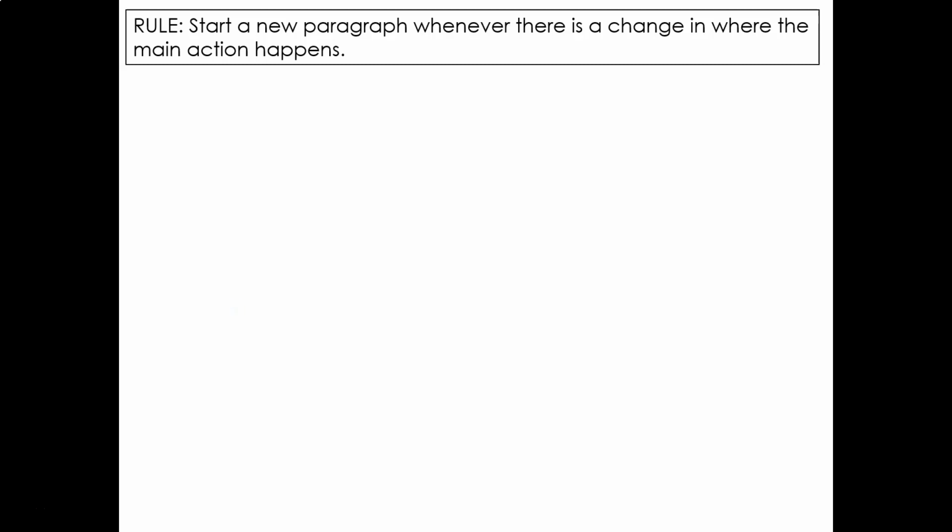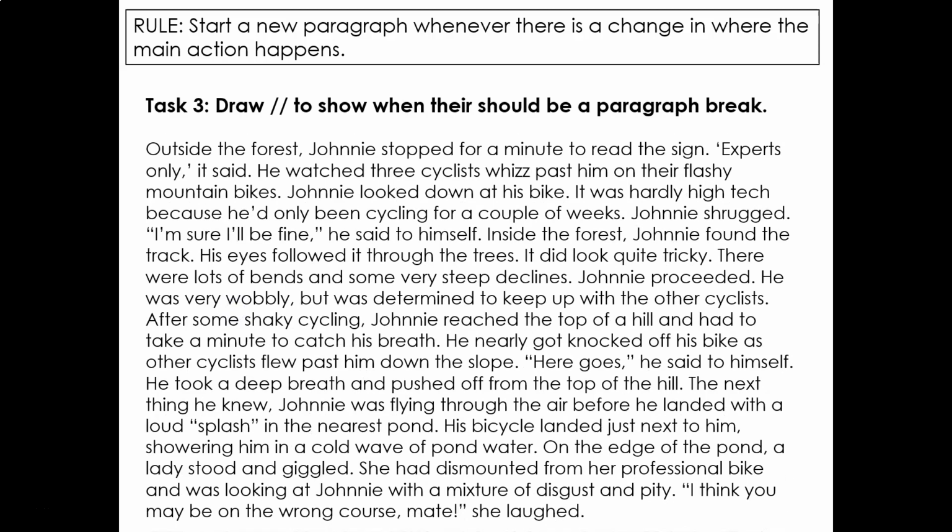So we have another story to read. This time, this is about Johnny, who has gone cycling in an area not particularly well suited to his bike. So when I'm reading the story, I'm going to be looking at the action. What is it that Johnny is doing? And where are the moments when the action changes?